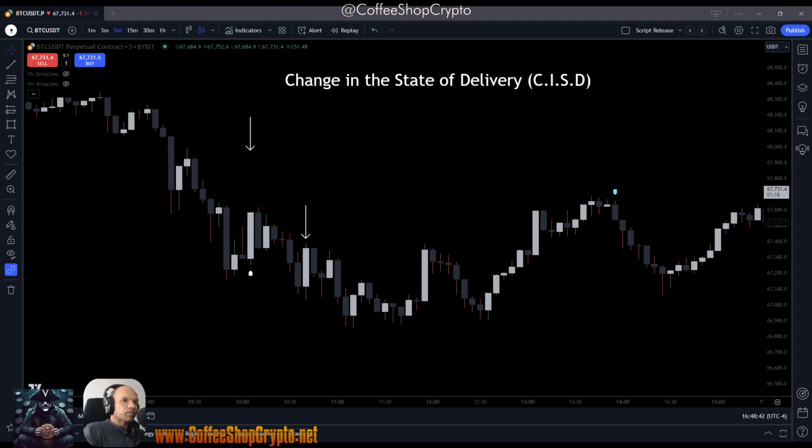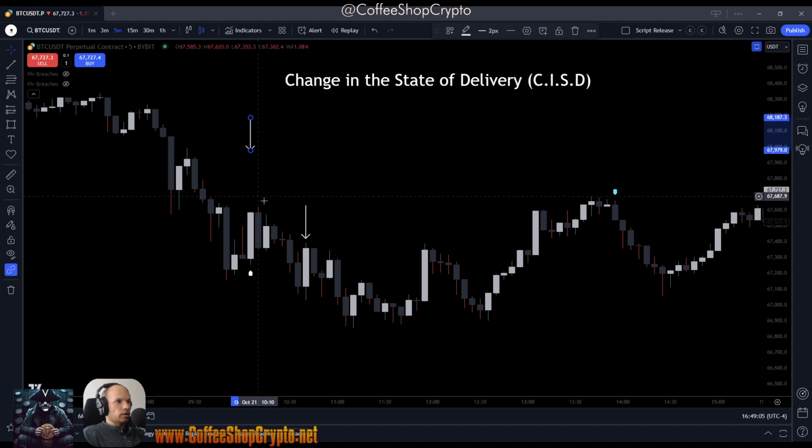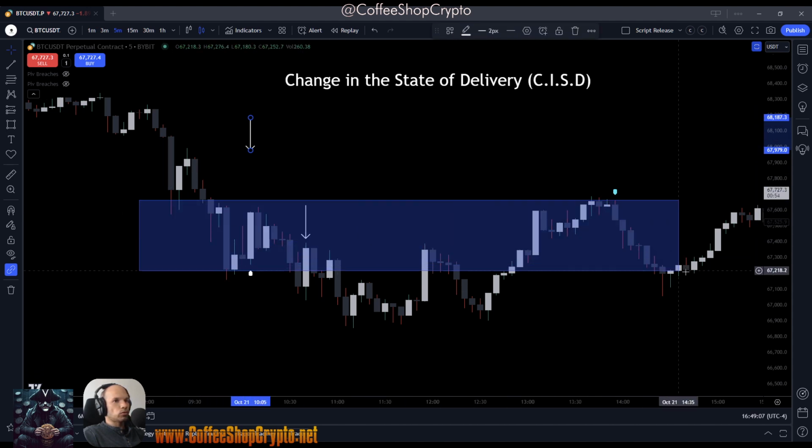Okay, we're good. So I'm going to show you something called the change in state of delivery. All right, that's CISD. To be honest with you, this is a method of trading, like analyzing your charts to try and determine where order blocks exist. Now, I want to show you this in this downtrend market, right? That falls into a ranging market.